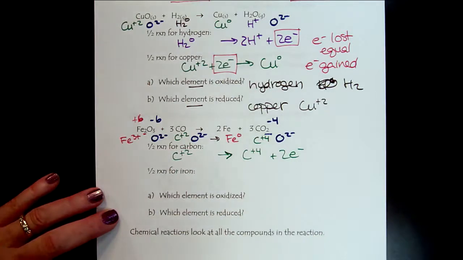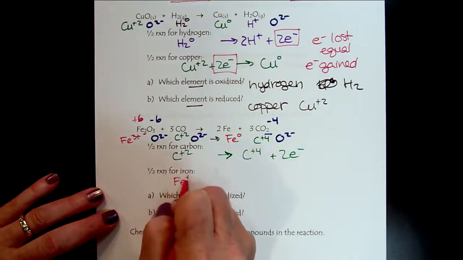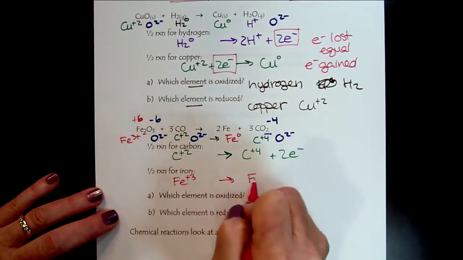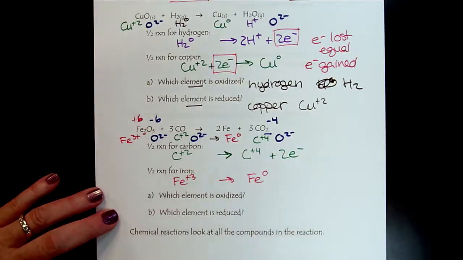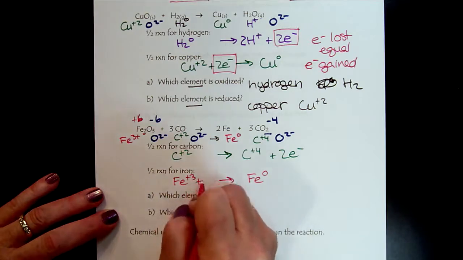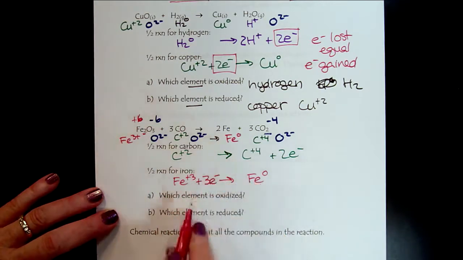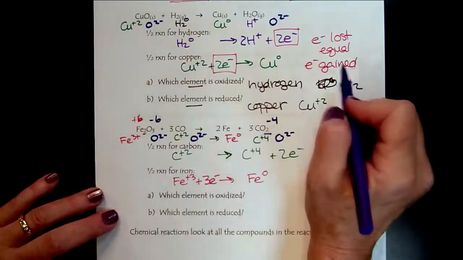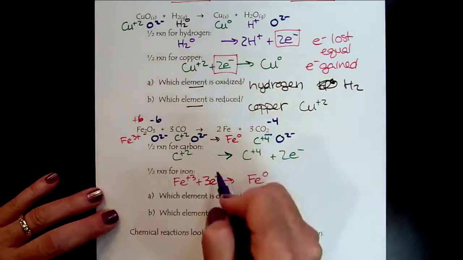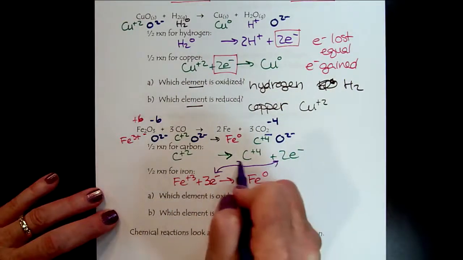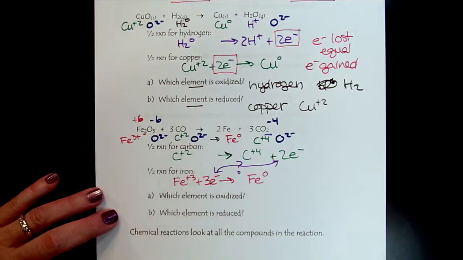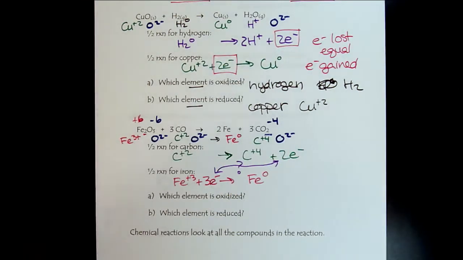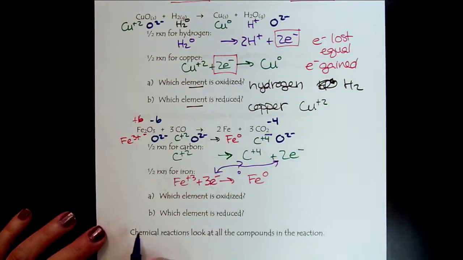Let's go ahead and do iron. Iron starts as a plus 3 and goes to the pure form of 0. So this time, to balance the charge, we're going to need to put 3 electrons on the left. Now, you might be a little concerned here because I mentioned that electrons lost have to equal electrons gained, and it feels like I have told you a false statement. But let's be patient. Let's finish up with A and B, and then we'll look at the whole chemical reaction.